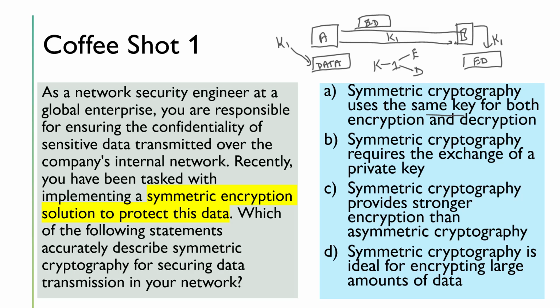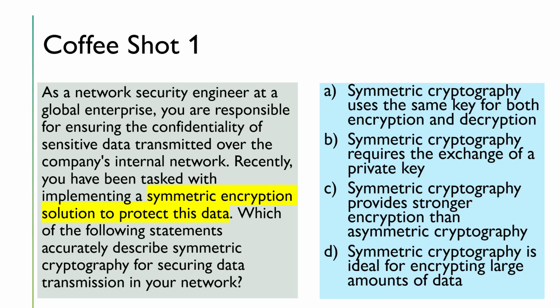Actually, asymmetric offers the stronger encryption because of the key size. It can go up to 2048 bit. And ransomware hackers basically use these 2048 bit keys to encrypt the data. And option D, symmetric cryptography is ideal for encrypting large amounts of data. It is not true.